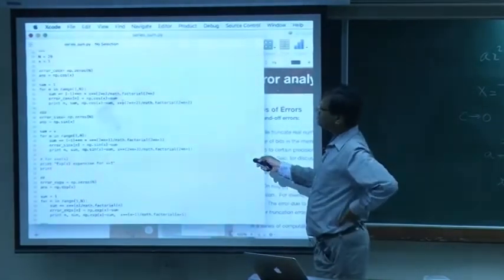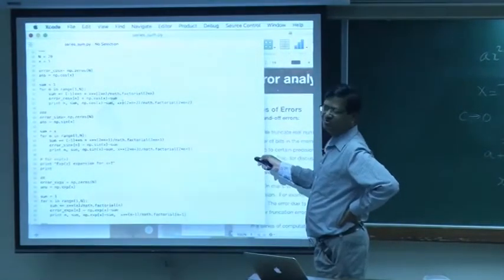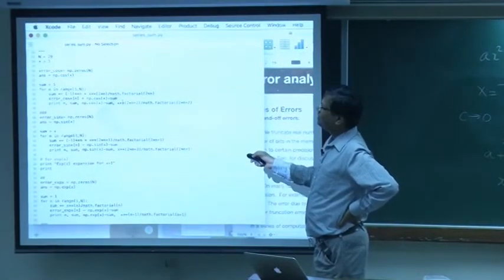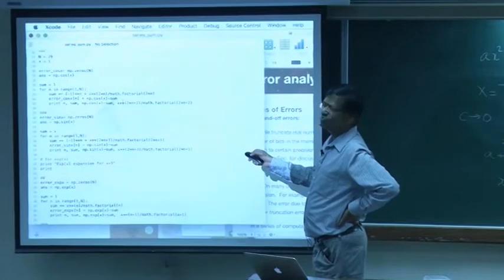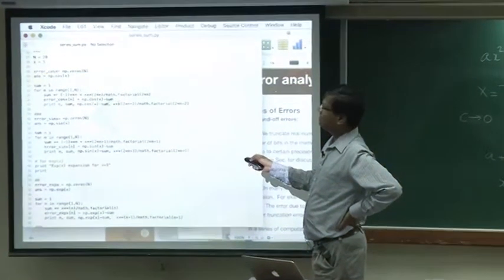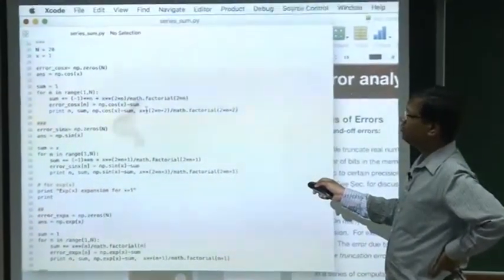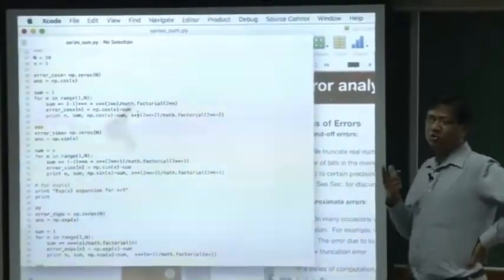Cos x. So, this loop is going to compute cos x by series sum. The number of iterations I am going to do is 20, which is large. Now, I am going to compute for x equal to 1, so I am looking for the value of cos 1.